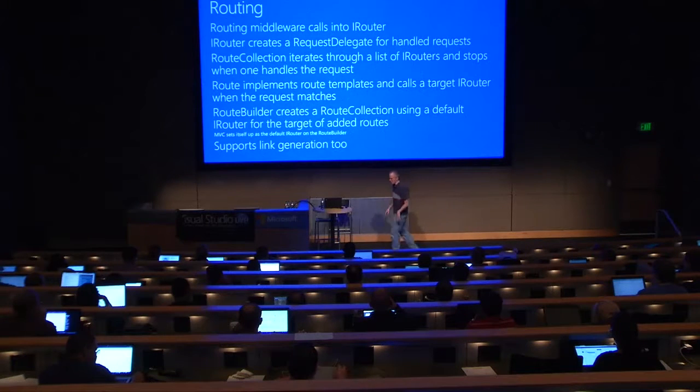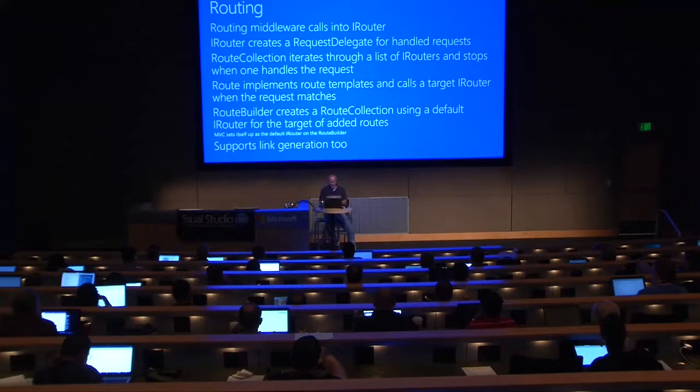Well, I'll try and show you a little bit. I know that's a lot to follow, but that's how routing works. And it is the basis for MVC, because the way MVC works is MVC has an IRouter implementation that it sets up as the default handler on the route builder. And then you add your routes to it, and MVC is the route handler for all of them. And if any of them match, then MVC gets invoked.